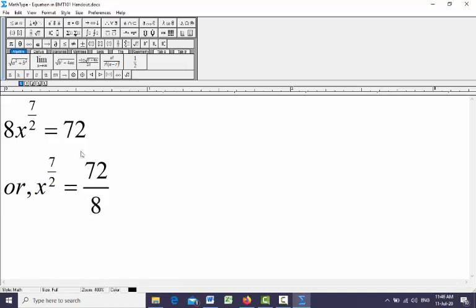I'm saying again, you need to bring the similar items on the same side. You need to bring this 8 to the right hand side, and this 8 is in multiplication with x to the power 7 by 2. If you bring this to the right hand side, it will be in the denominator. The operation will now not be multiplication, the operation will be division.